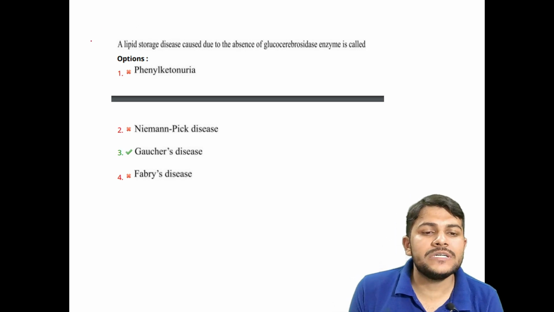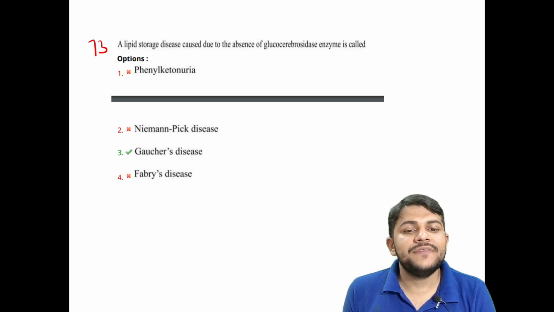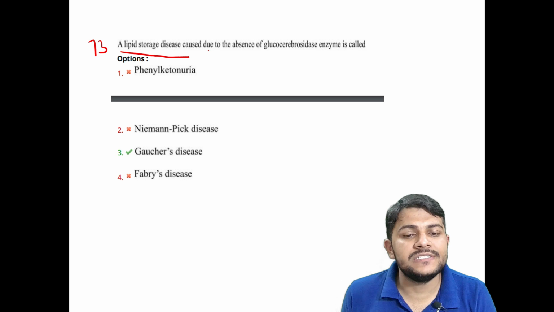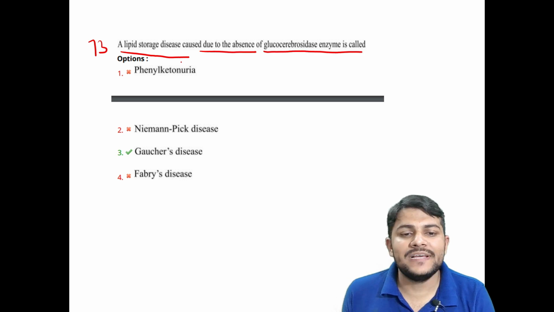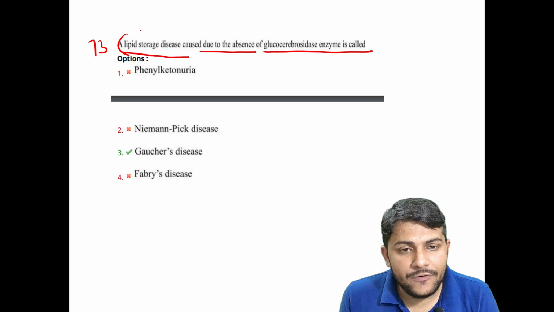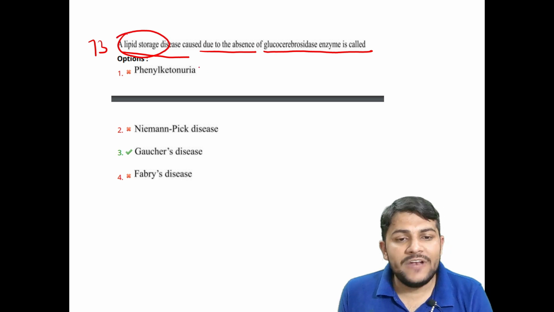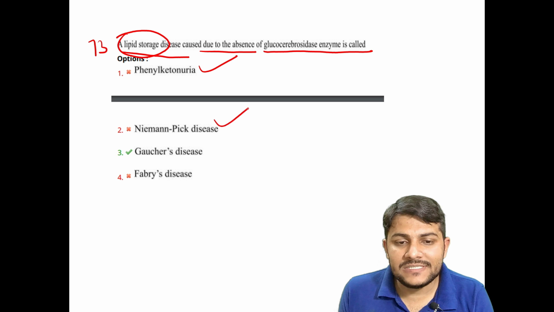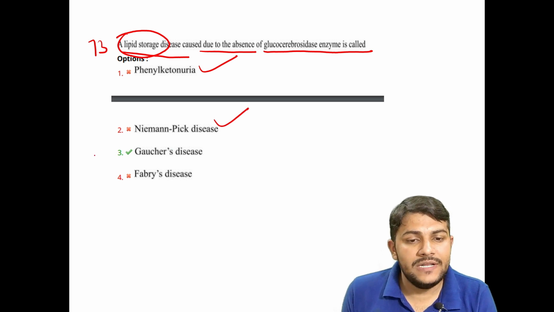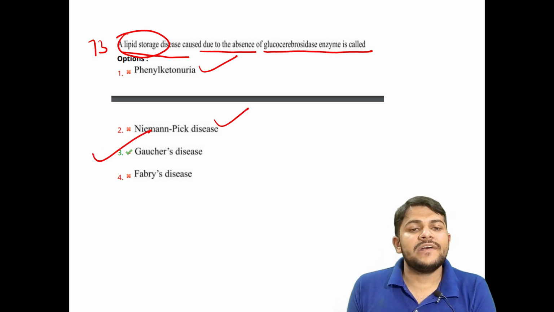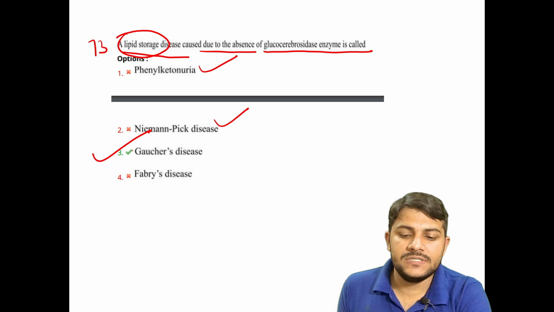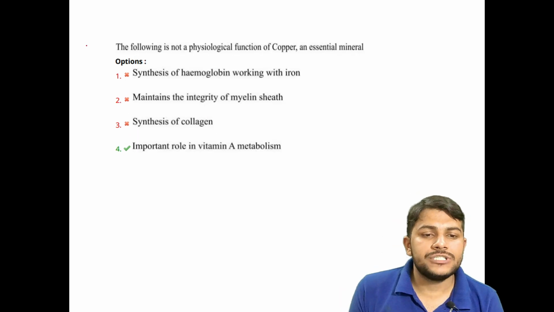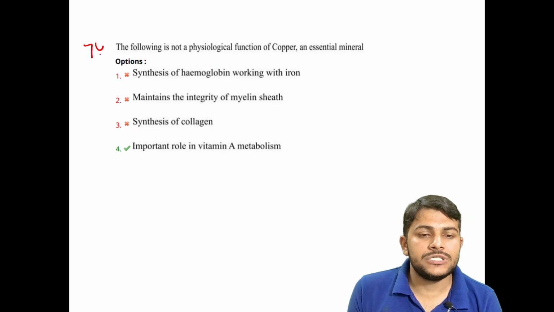Then we have question number 73. Just we have to find a lipid storage disease that is caused by the absence of an enzyme. So student, you just have to find the lipid storage disease. Phenylketonuria is the deficiency of an enzyme. Niemann-Pick disease, carbohydrate metabolism disorder. We have only the one disease that is related to lipid storage. So next, after question number 73, we have question number 74.